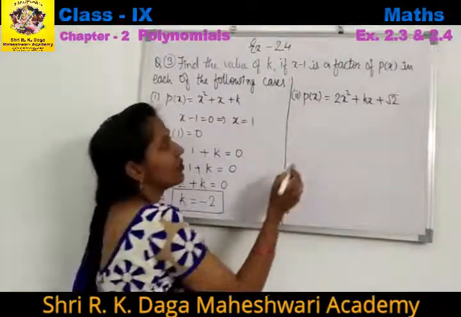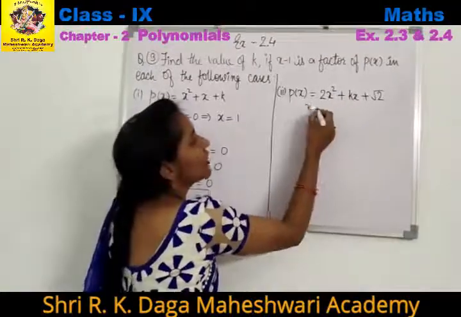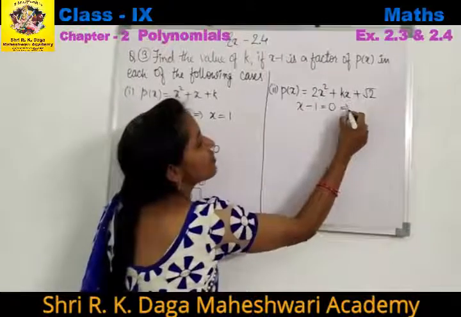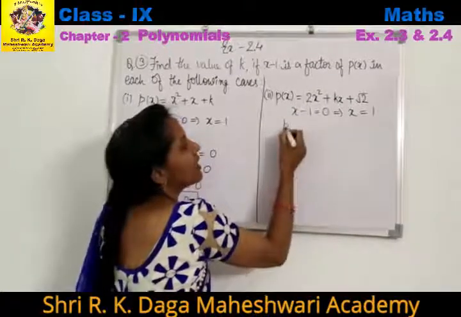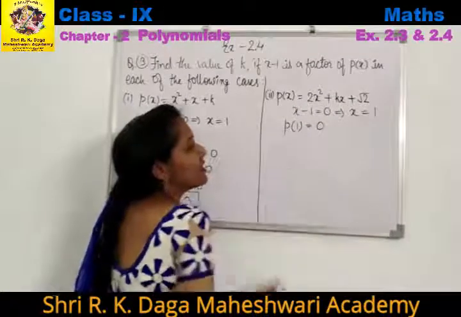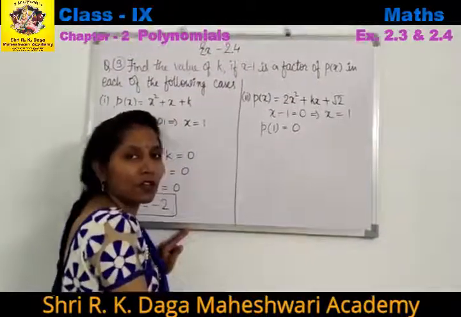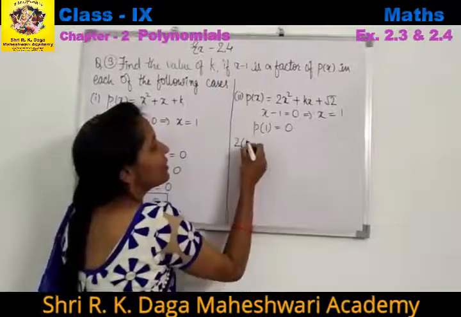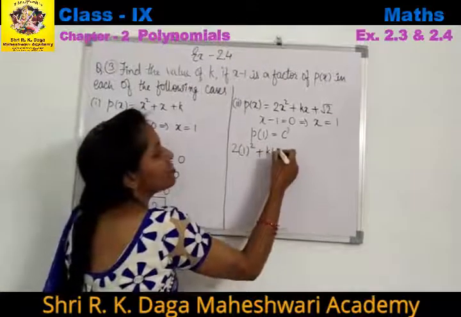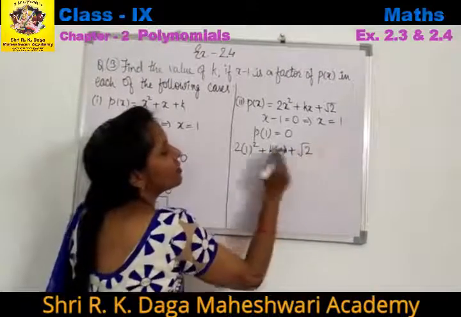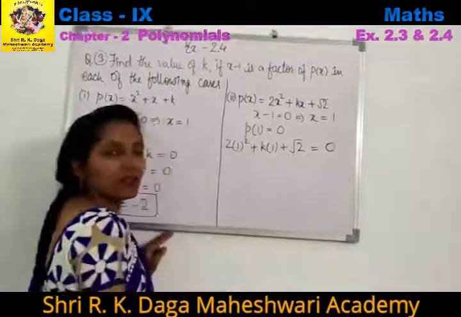In this question also, x minus 1 is a factor of this polynomial. So when we write x minus 1 equal to 0, we get x equal to 1. And when we put x equal to 1 in this polynomial, it will become 0, since x minus 1 is a factor of this polynomial also. So put this value into 2 times 1 square plus k times 1 plus root 2. P of 1 is this, equal to 0.